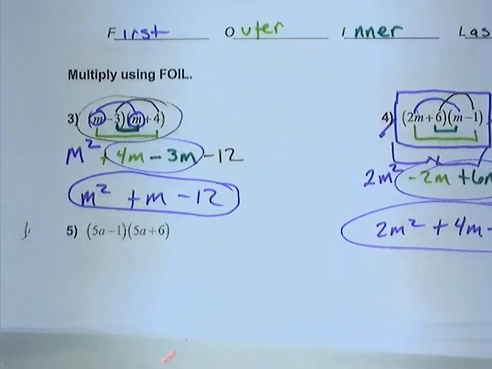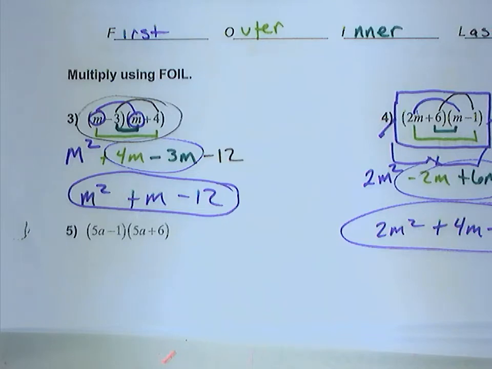All right, why don't you guys try number 5? First, outers, inners, last. Again, you should get 4 terms. And usually the outers and inners, the smile and nose of SpongeBob, add up together. Take a second. Do the last one on that page.